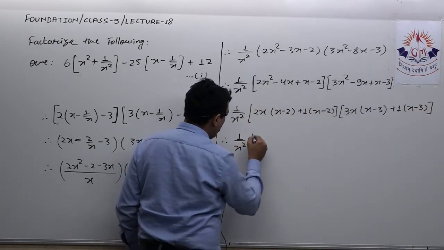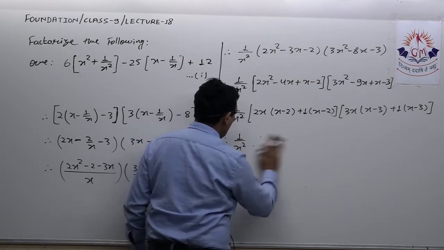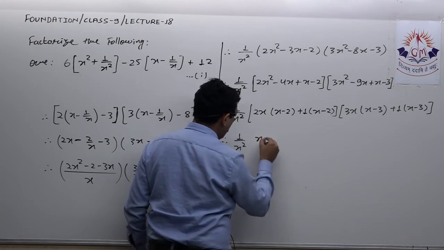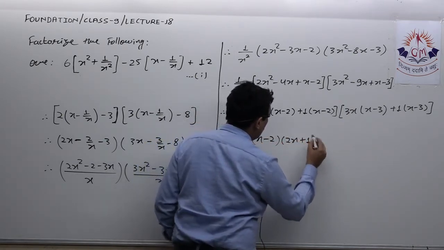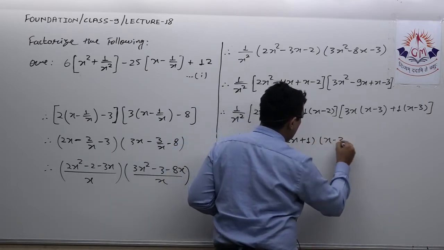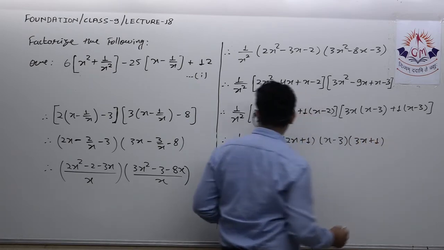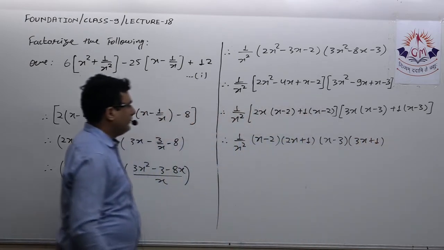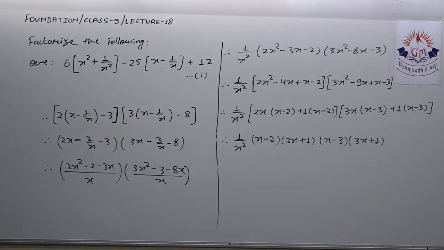Here 1 upon x square, this is x minus 2. Okay, no need to apply the bracket now. So x minus 2, in the second bracket I have 2x plus 1. Over here x minus 3 and 3x plus 1. So these are the factors of the given expression. So please note it down, then we'll see the next question.